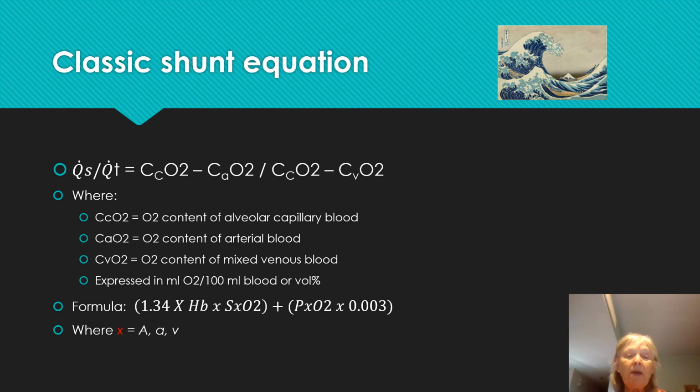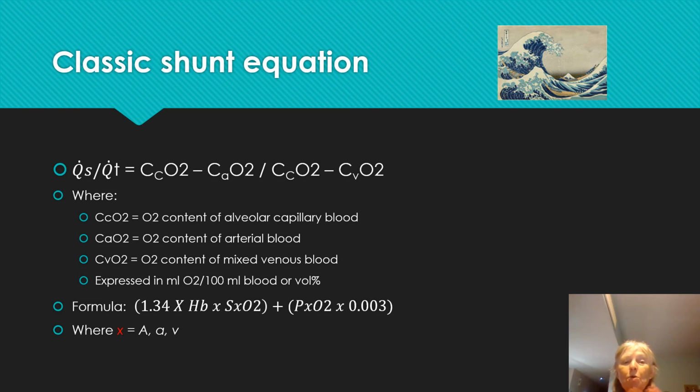And as long as the patient's on 100% oxygen, then we can use this formula to tell us what's going on with these patients. It's a really good indicator of a shunt. The formula is your QS/QT, the amount of blood being shunted versus the total amount of blood being put out. The formula is CcO2 minus CaO2 divided by CcO2 minus CvO2.